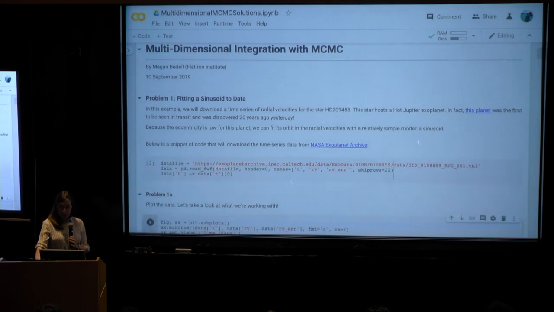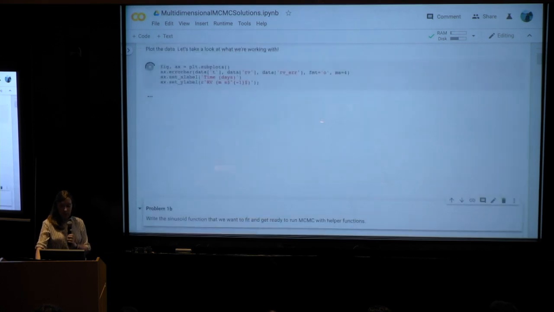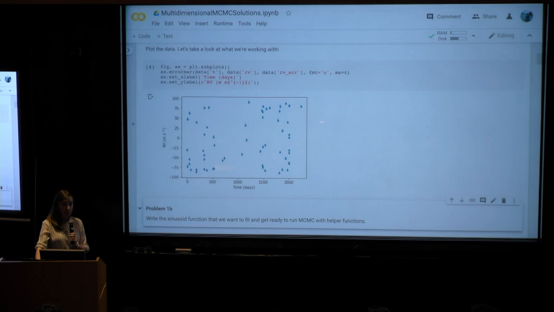So we're loading up this data set for HD209458b, which if you read the text, you'll know was the first transiting exoplanet to be found and was discovered 20 years ago yesterday. So it seemed like a fitting thing.